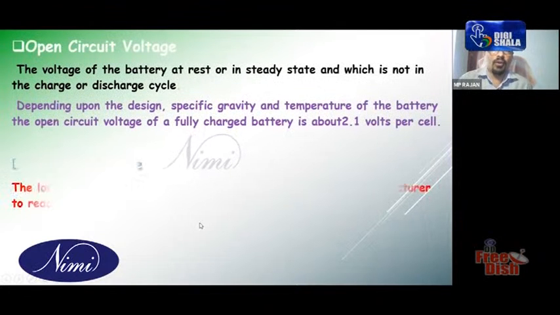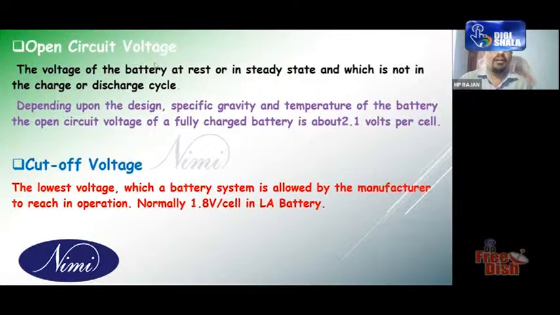And open circuit voltage, like we have seen in the solar cell: when load is not connected, the voltage available at the terminal is called open circuit voltage. जब आपका कोई लोड कनेक्ट नहीं किया है, आप पॉजिटिव और नेगेटिव प्लेट का बीच में जो पोटेंशियल डिफरेंस है, उसको हम ओपन सर्किट वोल्टेज बोलता है. Okay, it is normally, in a lead acid battery, 2 to 2.1 volt per cell.